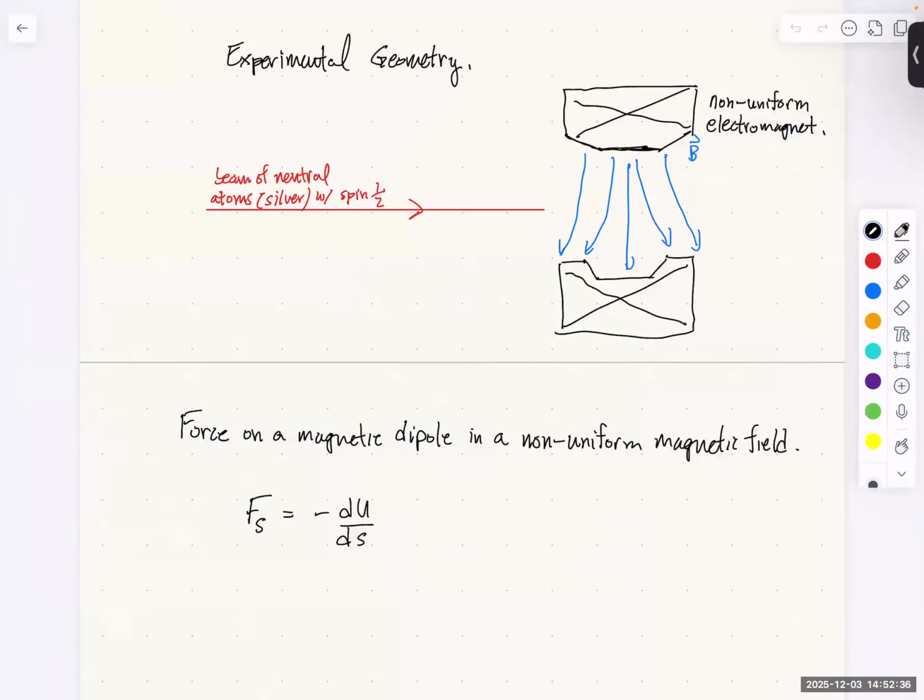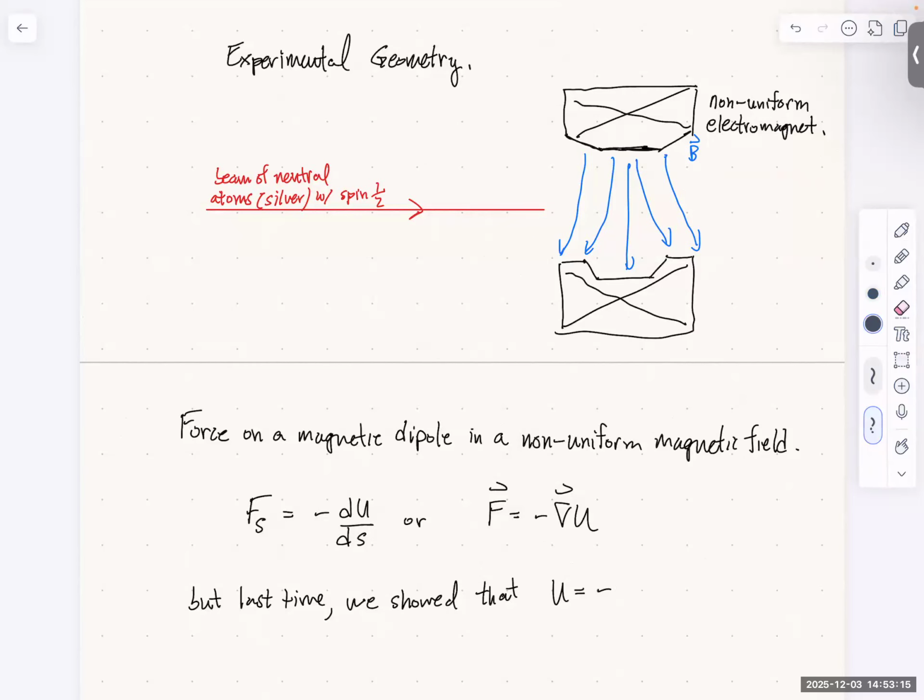Okay, good. So here's a potential energy. If I take a derivative of potential energy along some direction S, that gives me the force in direction S. In general, we could write the force vector as minus the gradient of the potential energy. All right, but last time we showed that U is equal to minus mu dot B.